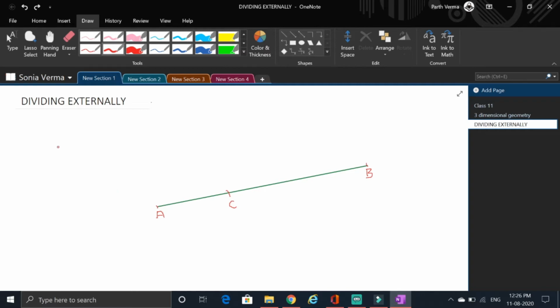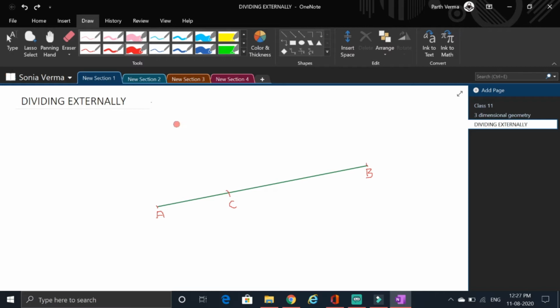Hello. In this video, we will understand what it means when we say a point divides a line segment externally. We know what it means when a point divides a line segment internally. First, the point lies on it, and being on it, it divides the line segment into two parts. Just like here, point C is dividing this line segment into two parts. So it is lying on it and dividing it into two parts.